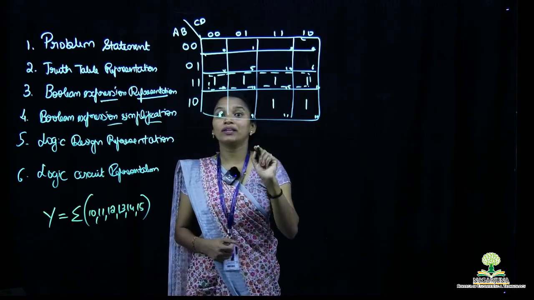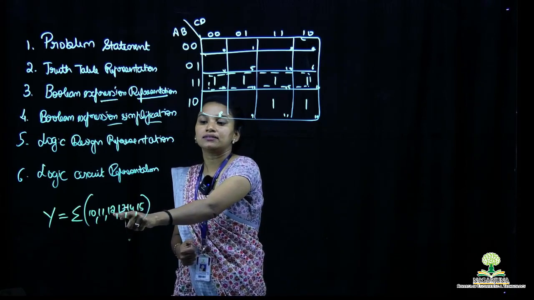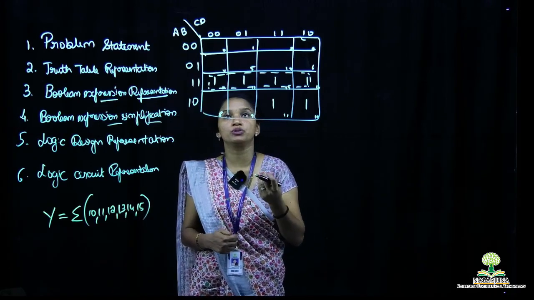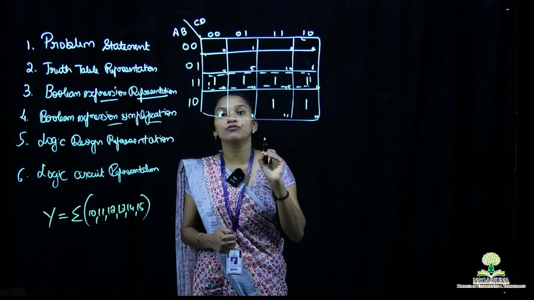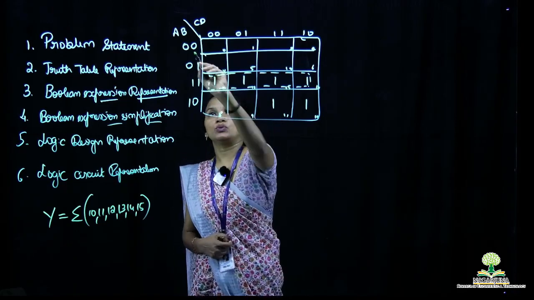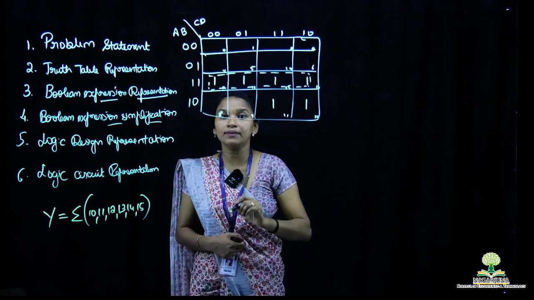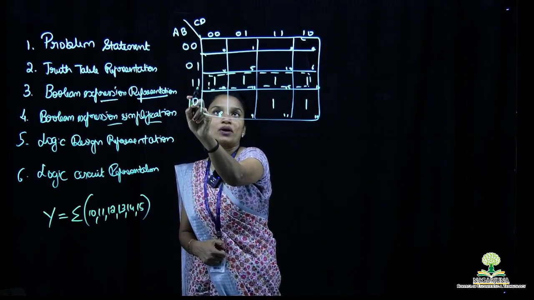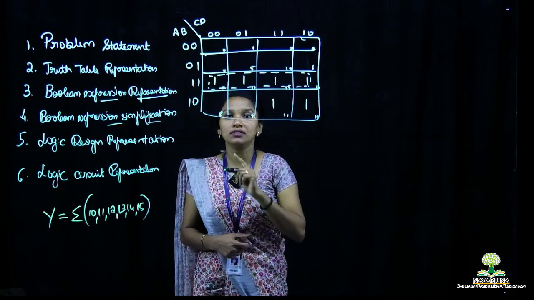Why is it a 4 variable K-map? Because it is 10, 11, 12, 13, 14, 15, which means we will have 4 inputs with us. So we will be drawing a 4 variable K-map, which will have the inputs A, B and C, D. As you know, how do we write? 0, 0, 0, 1, 1, 0, 1, 1. Similarly with the rows and the columns.